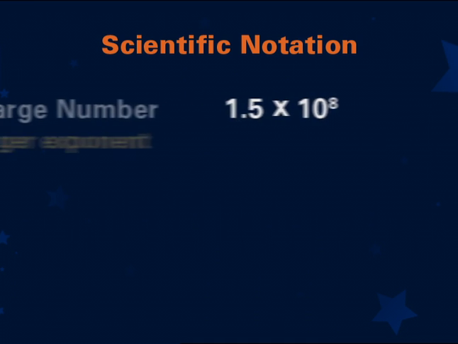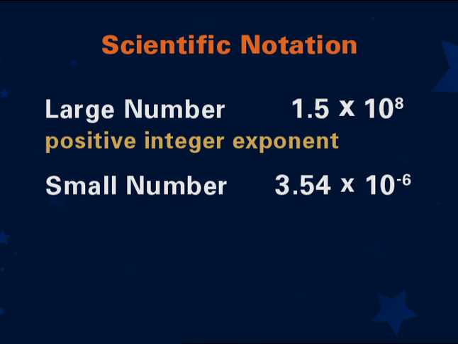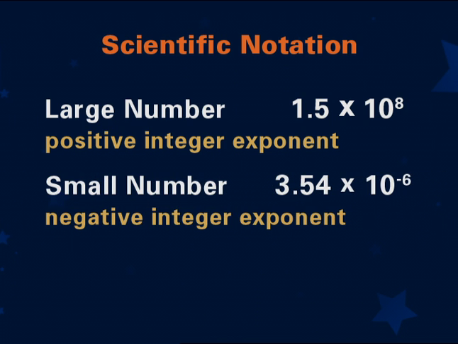Large numbers would have positive integer exponents, right? That's correct. And small numbers have negative integer exponents. Very good, Trillian.